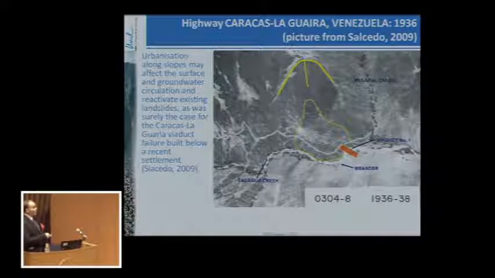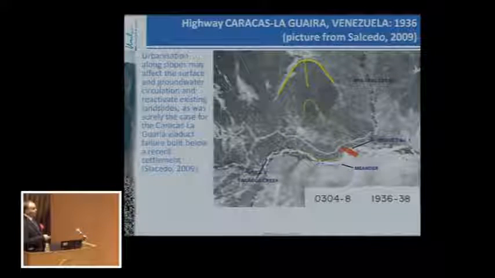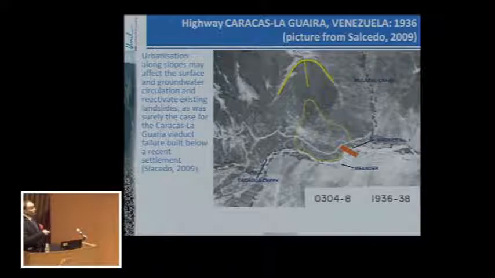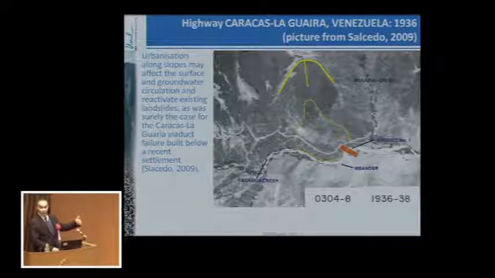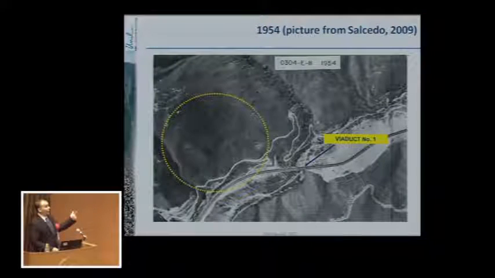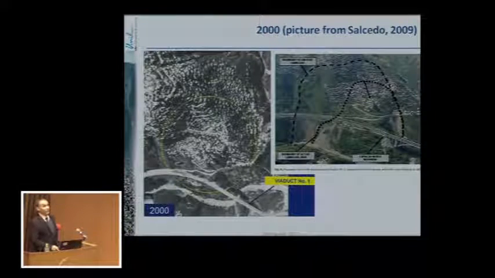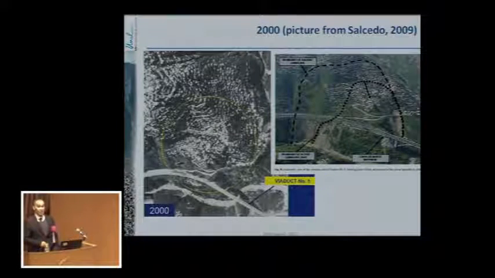This is an area where they created a viaduct for a highway near Caracas. And this is from a landslide that was possible to detect. But we had no movement and no real detailed map. And this is the highway, and this is the zone. What happened? Again, the environment has changed.